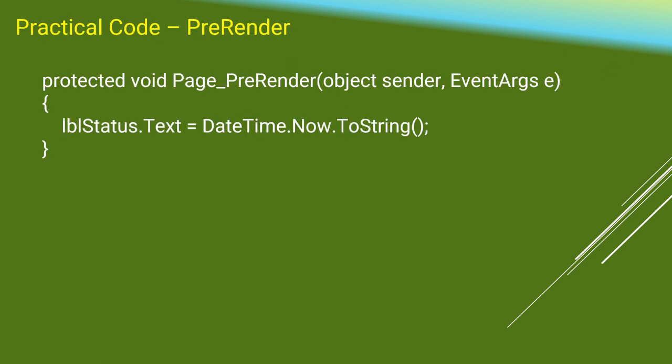In this example, we set a label to the current time in pre-render. This ensures it displays the most accurate value right before the user sees the page.